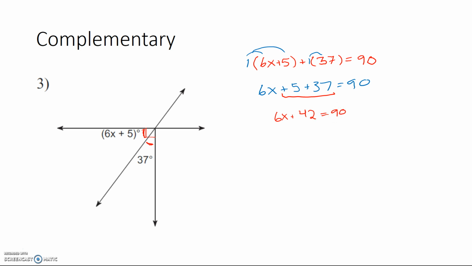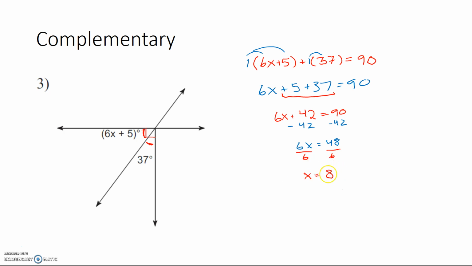I drop down my 6x plus 42 is equal to 90. Now I have to subtract 42 from both sides. I don't mind you using a calculator here. 90 minus 42 gives us 48, so I have 6x is equal to 48. The last thing I have to do is divide by 6. X is equal to 8. Yes, this takes a little bit of work. It's a multi-step equation, but you're in geometry. Come on, we can do multi-steps. You guys got this.